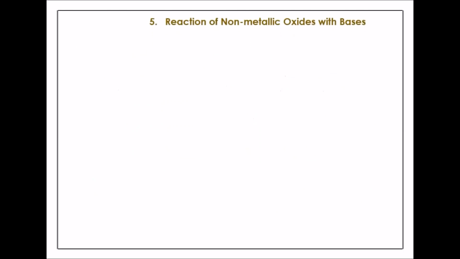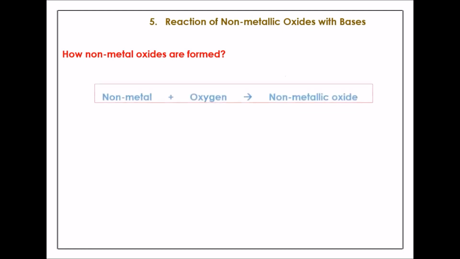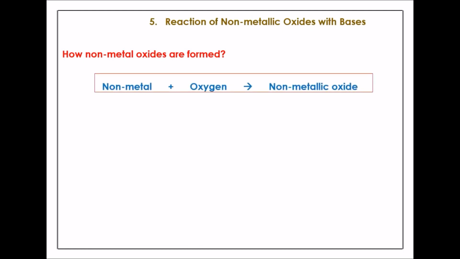Well, moving to the fifth, reaction of non-metallic oxides with bases. Before learning that, we need to understand what is meant by non-metallic oxide. Here you can observe non-metals react with oxygen to form non-metallic oxides. Here you need to remember, not all non-metals will react with oxygen. Only a few non-metals react with oxygen. Examples: carbon plus oxygen gives carbon dioxide; sulfur plus oxygen gives sulfur dioxide.